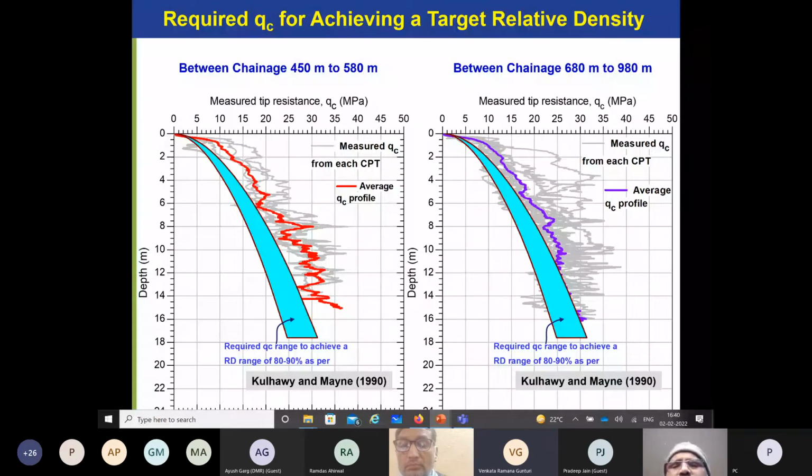They said, let's use the latest correlation. When we started using Kohlhavy and Main, that is a very recent one, like 30 years old, the QC required is slightly higher compared to all the three correlations available. And in fact, in some cases, the QC is less than the QC required to pay the bill.